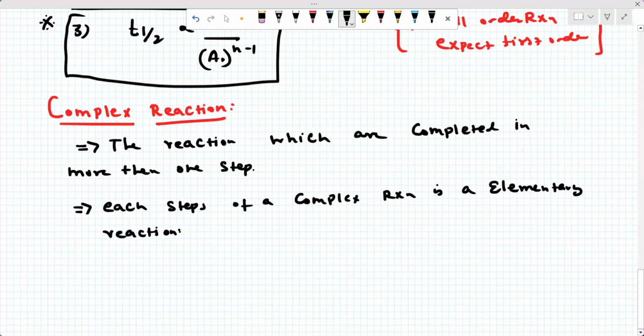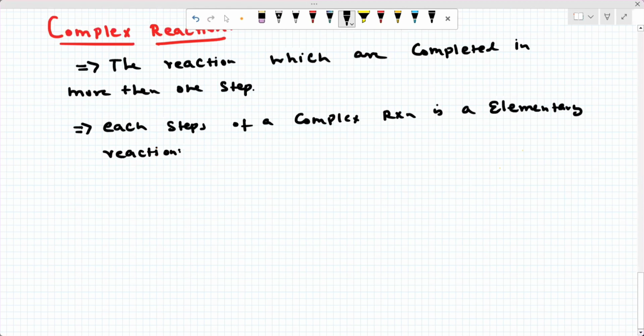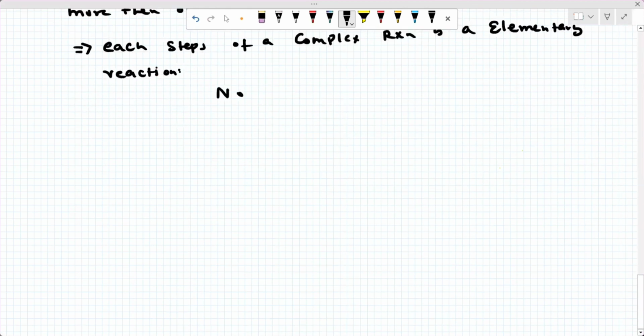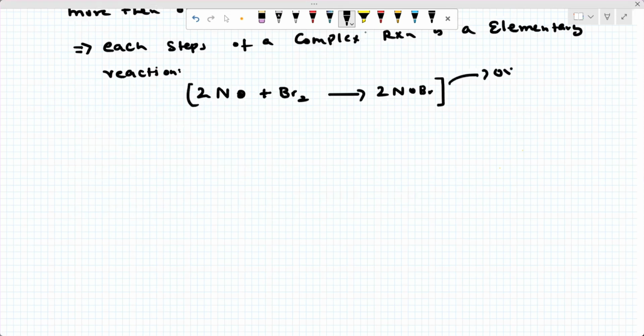Now see, formation of NOBr. The reaction between NO plus Br2 to form 2NOBr. Generally we are looking at the equation, and it is only one step, yes or no? How are they telling it is complex? Listen, this is the overall reaction only. This overall reaction involves multiple steps, and these are called elementary steps.